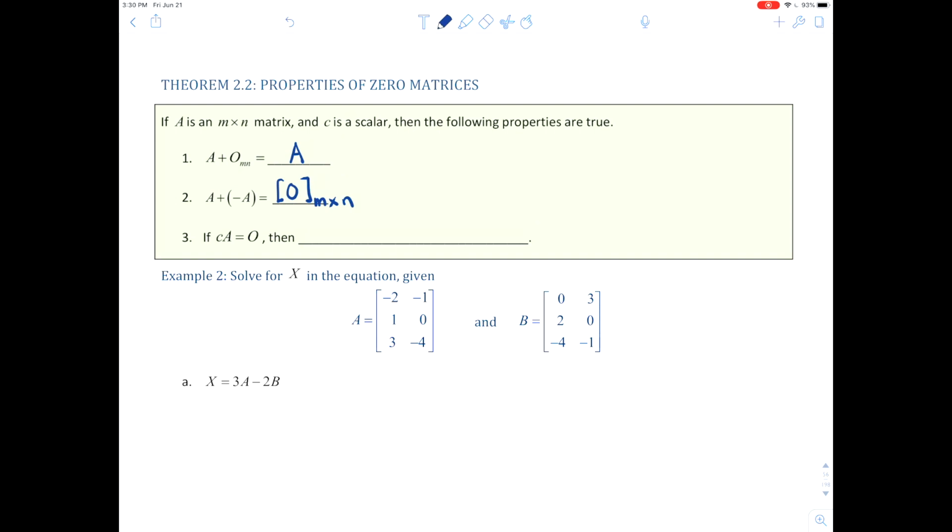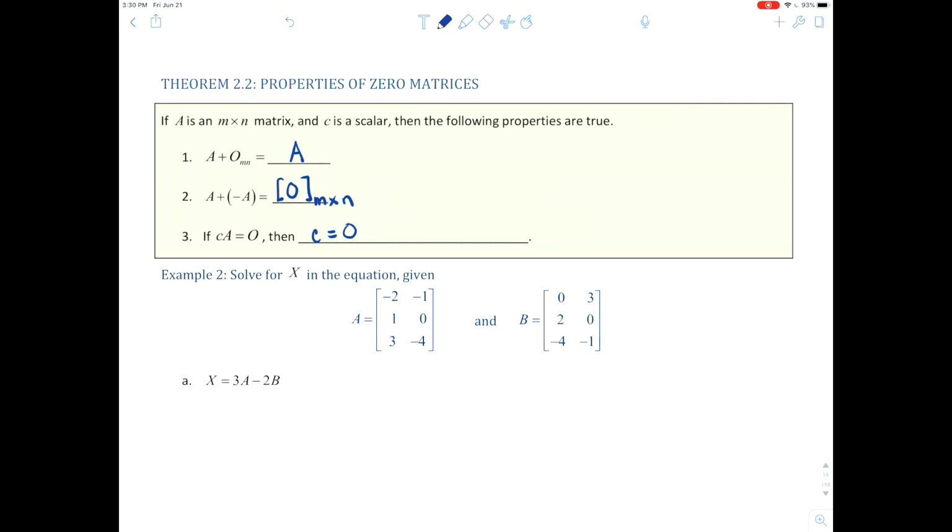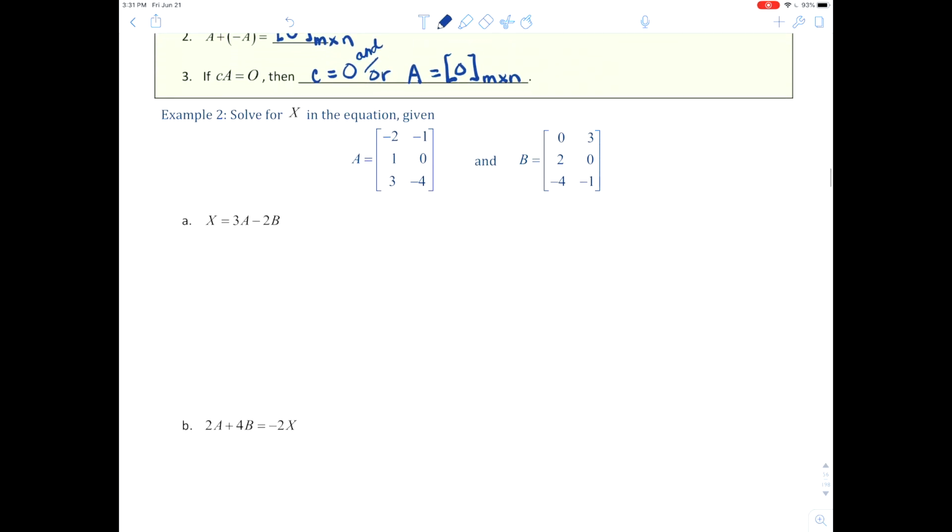So if C times A equals the 0 vector, then what do you think must be true? Well, then C either has to be the scalar 0 or A has to be the m by n 0 vector. Cool? And both could be true, so I guess we could say and/or, right? All right, so let's take a look.